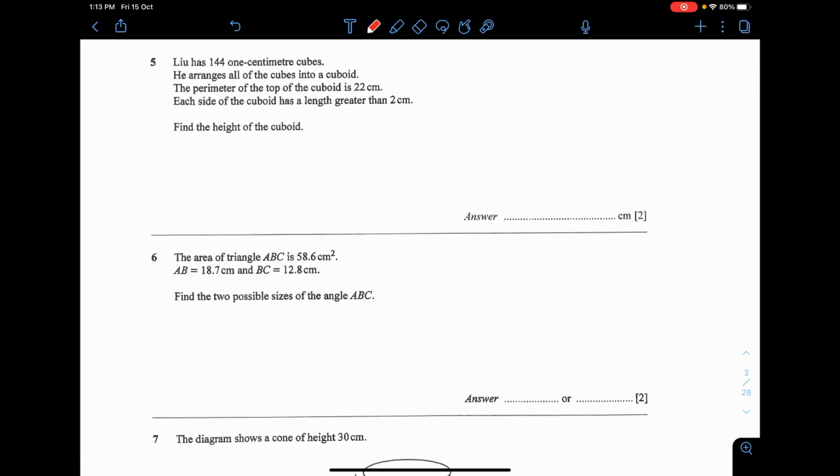Question 5. Liu has 144 1 cm cubes. He arranged all of the cubes into a cuboid. And for the cuboid here, we are not so sure whether it's a perfect cube or not. A cuboid is merely made by rectangles and squares. We can't assume what exactly it is. Then the perimeter of the top of the cuboid is 22 cm. Each side of the cuboid must be greater than 2 cm.